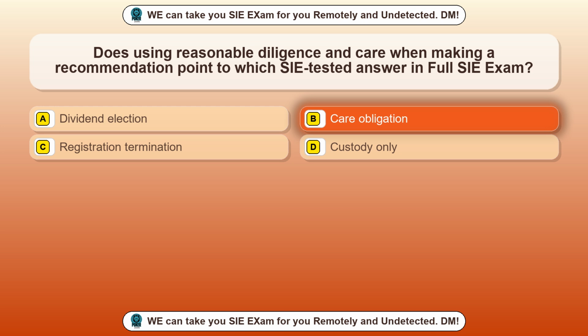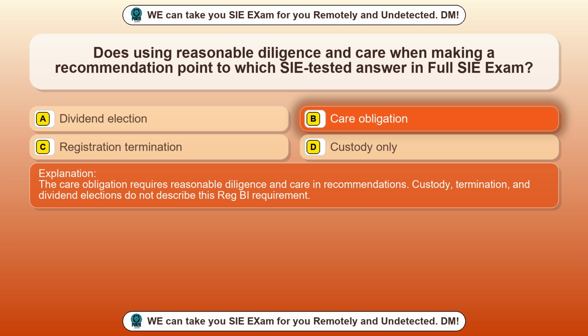The correct answer is option B, care obligation. The care obligation requires reasonable diligence and care in recommendations. Custody, termination, and dividend elections do not describe this Reg BI requirement.